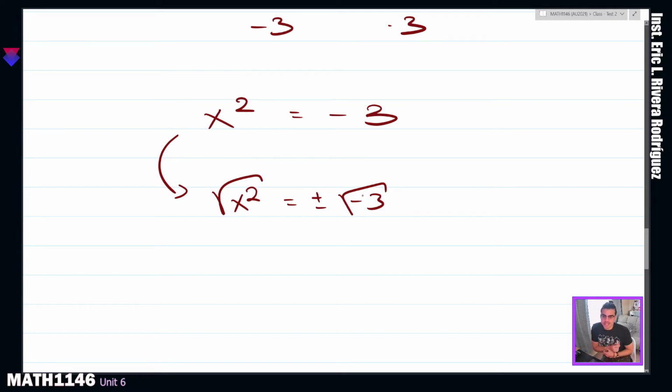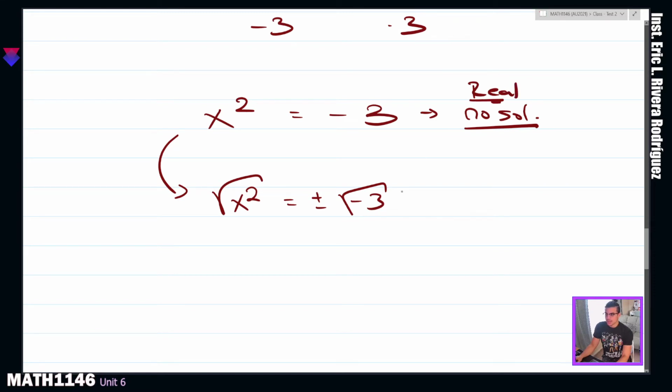The issue here is that our calculator is set based on the real numbers. If we are just exclusively working with real numbers, we are going to say at this point no solution. Okay, but the real answer here is no real solution.